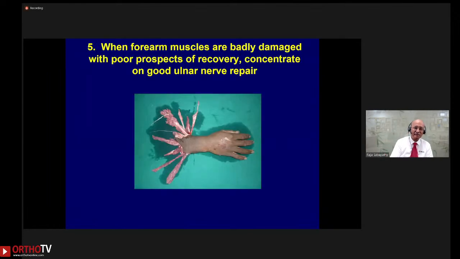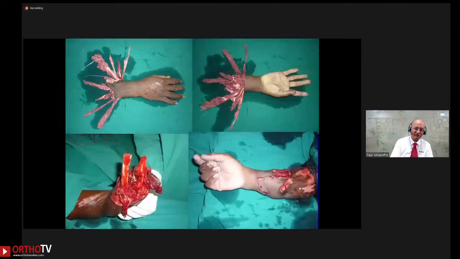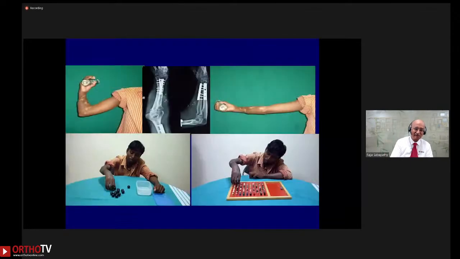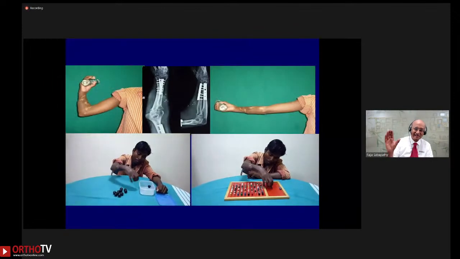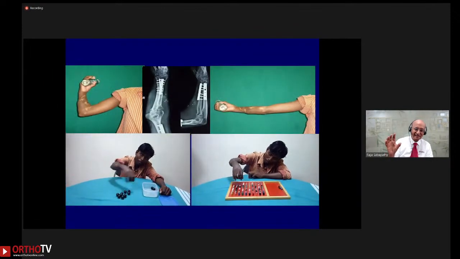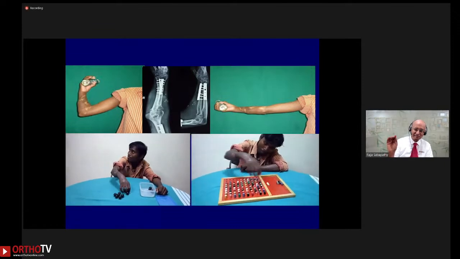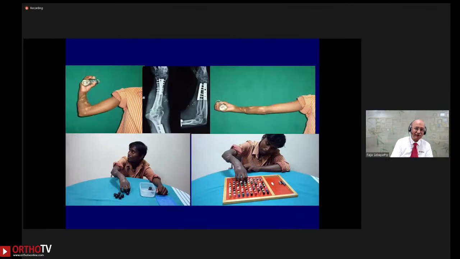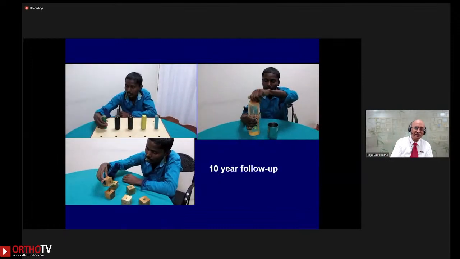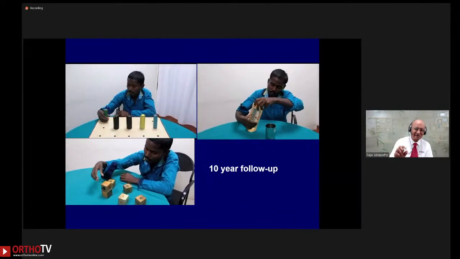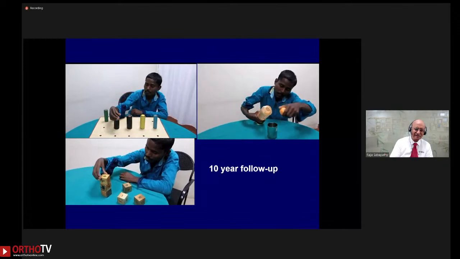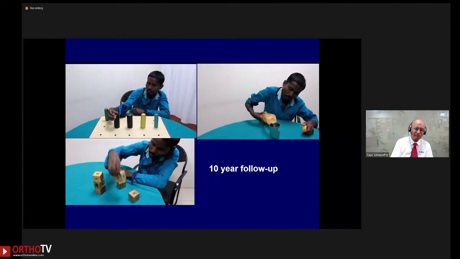When forearm muscles are badly damaged with poor prospects of recovery, concentrate on good ulnar nerve repair. Usually we used to think of the median nerve. And I found that you need to repair the ulnar nerve also very well, because what really happens is that we cannot get a great amount of flexion in the fingers, but you get the thumb index pinch, and they start doing a lot of activities. You'll find that they're very powerful, and they hold things very nicely. This is a 10-year follow-up of the boy.